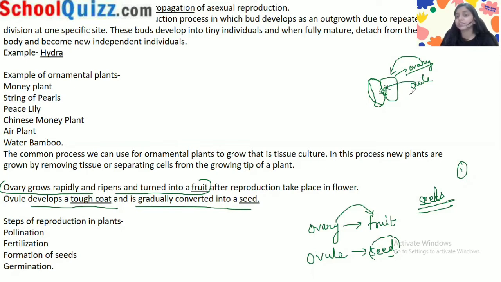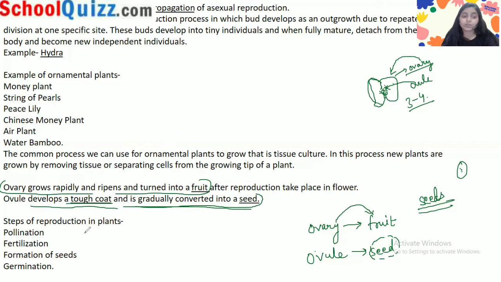If we find three or four seeds in this apple, it indicates that there are three or four ovules in the ovary of the flower of the apple, right? So this is the answer: the ovary grows rapidly, ripens and turns into a fruit after reproduction takes place in the flower. And the ovule develops a tough coat and is gradually converted into a seed, right?